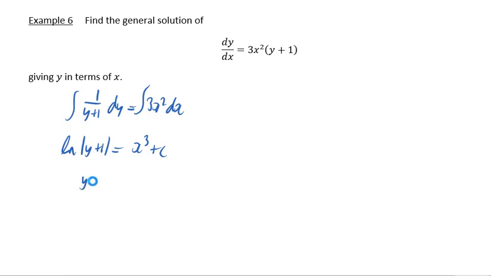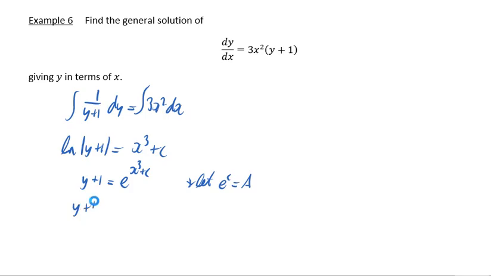So first thing, you're going to have your y plus 1 is equal to, the inverse of ln is e, so e to the power of x cubed plus c. Now it's a very important wee example here to show us another wee trick here. So at this stage, we're going to say let e to the power of c is equal to a.